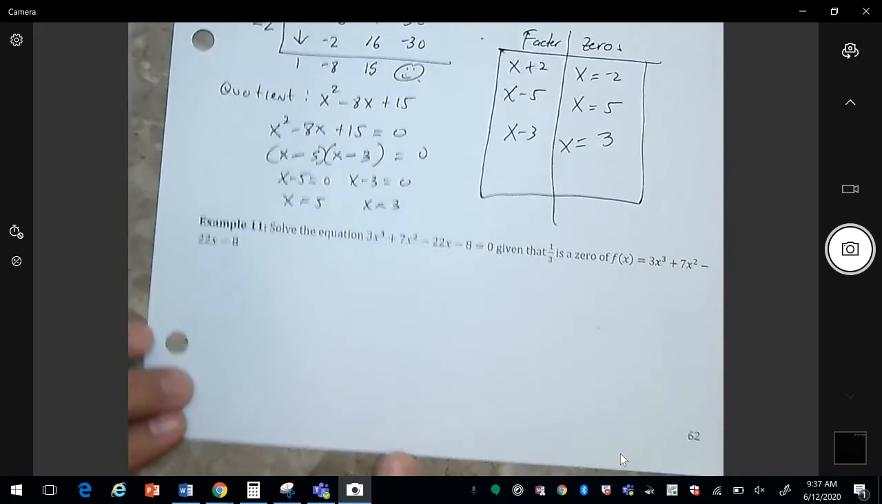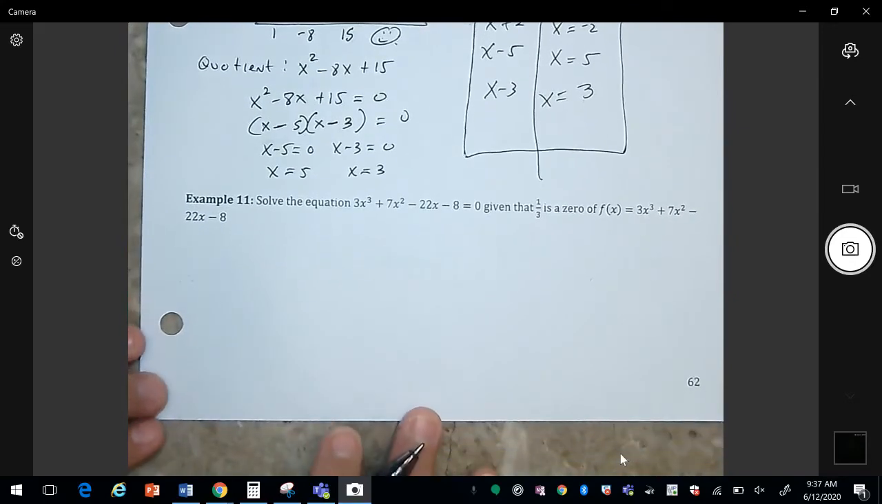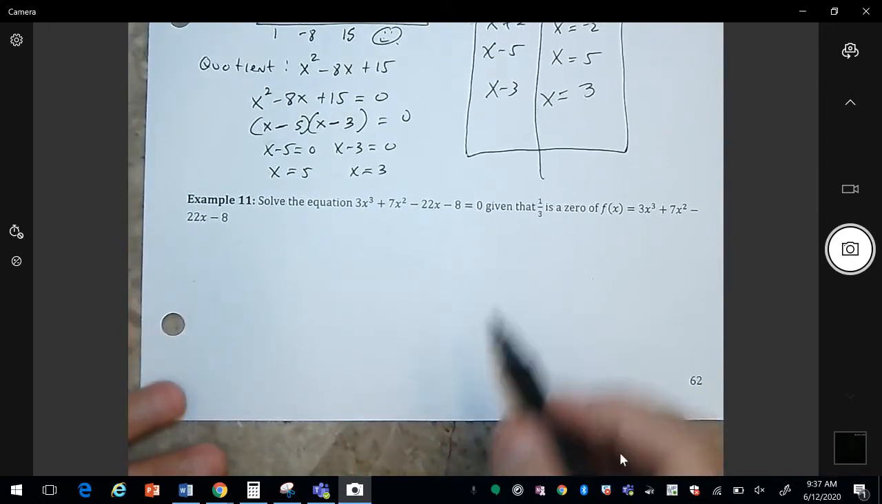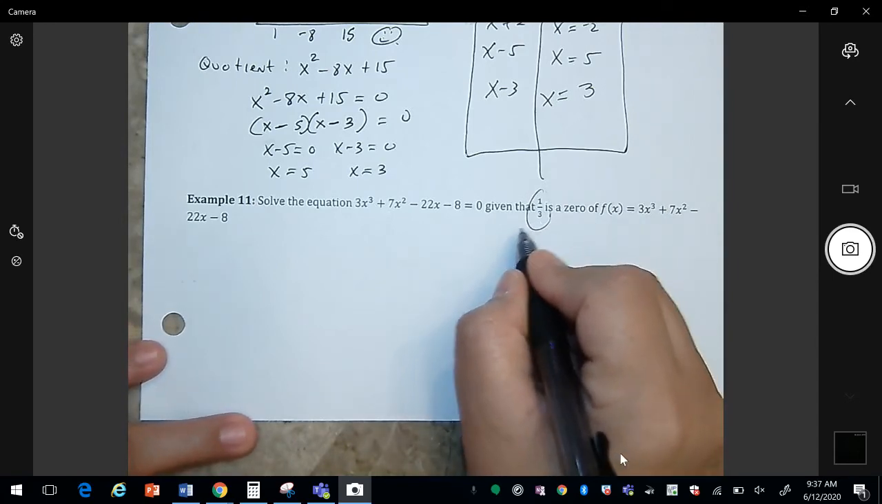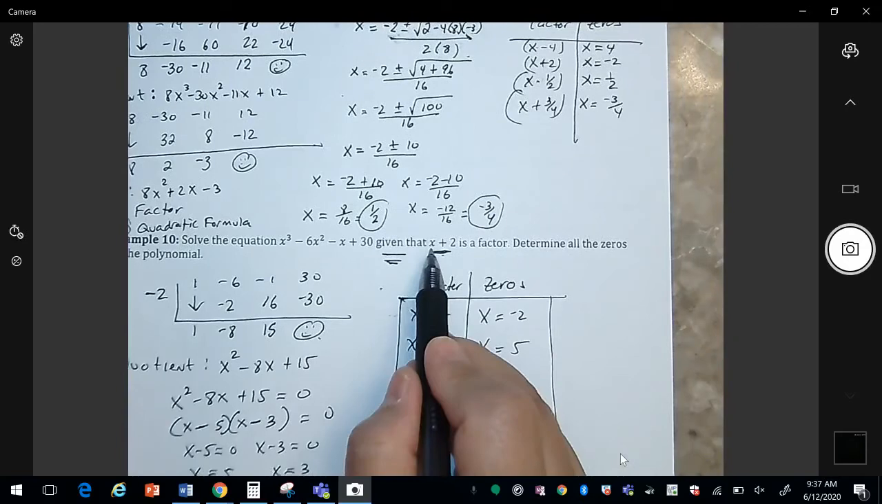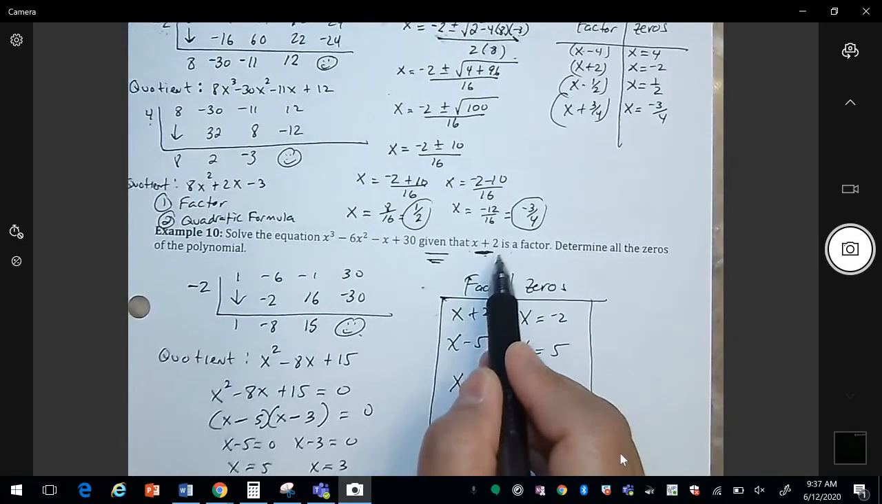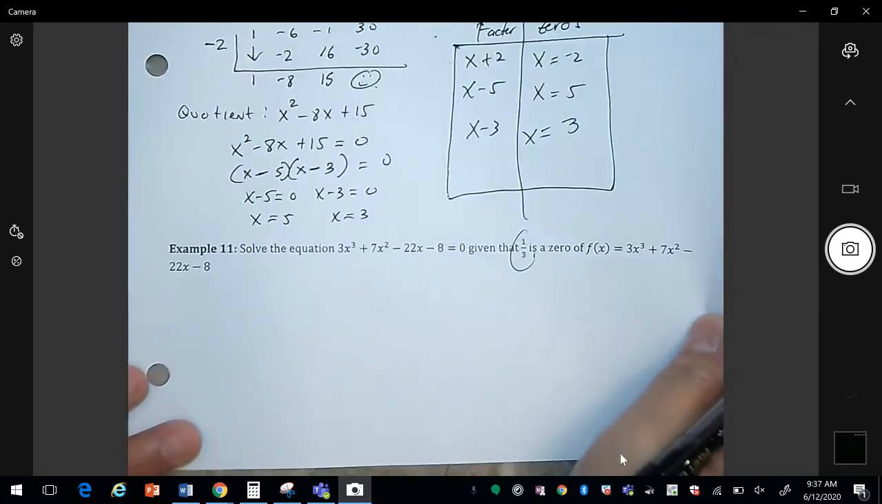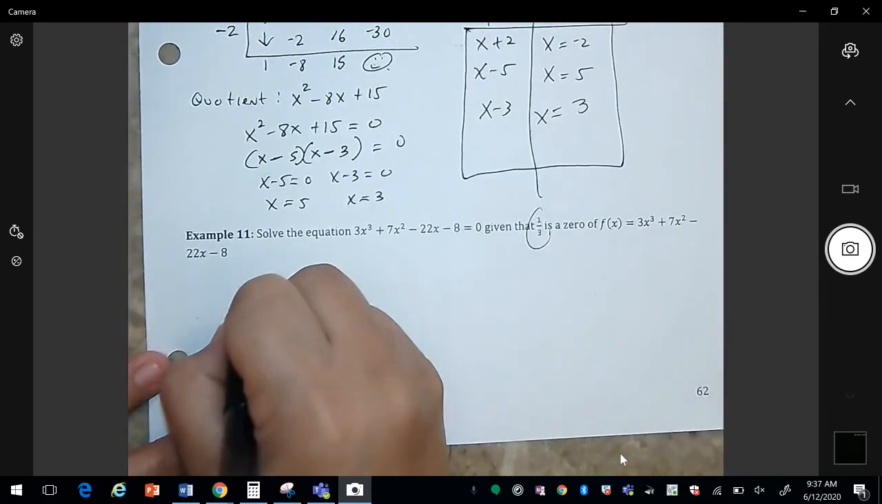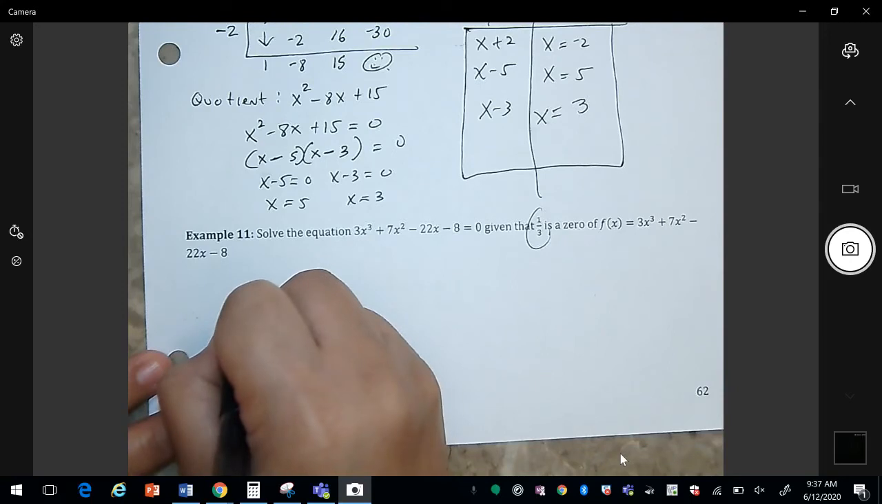Okay. Number 11, solve the equation given that 1/3 is a 0. So here I don't use the opposite sign because it's not written as x plus a number. So here when it has x plus a number, I use the opposite. Here they just tell me that 1/3 is a 0. So I would have to write 1/3.